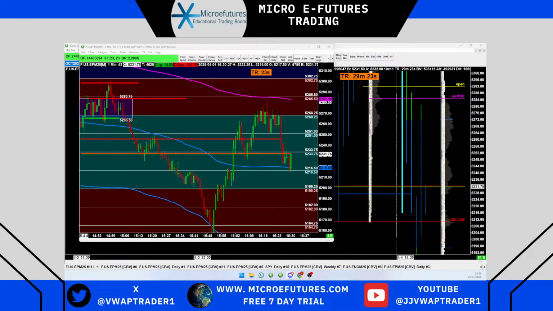How do you come up with the balance area? You look for two-sided trade.